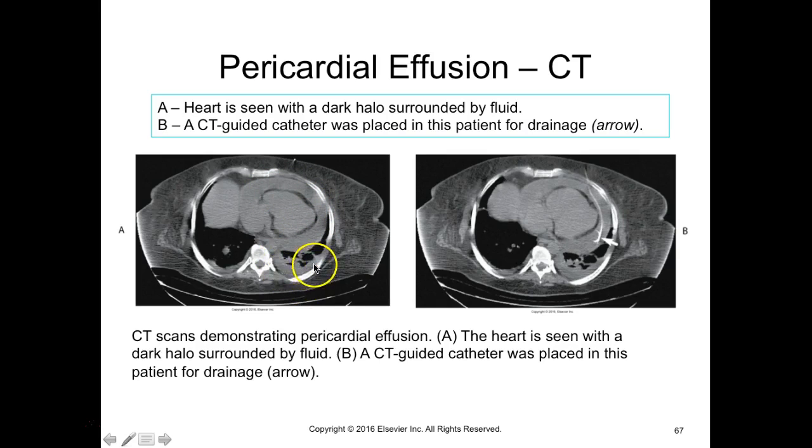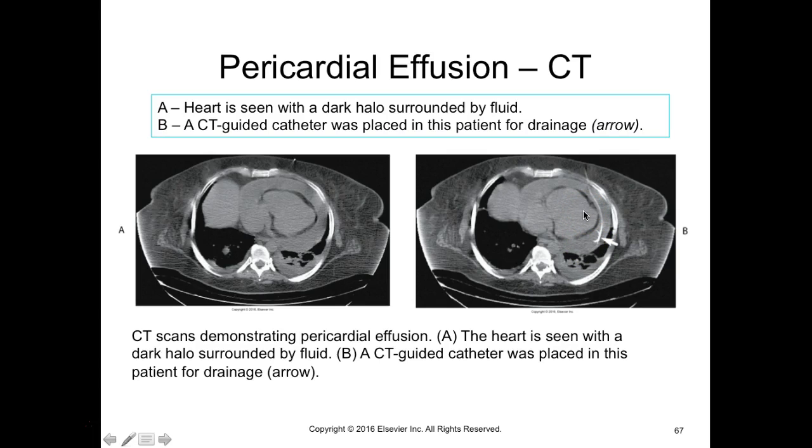We also have some blood backing up into the lung space here. So you can see the heart here, and you can see all the blood all the way around. And we've got an object of some sort, a catheter. They put a catheter in to drain the blood so that the heart can continue to beat.